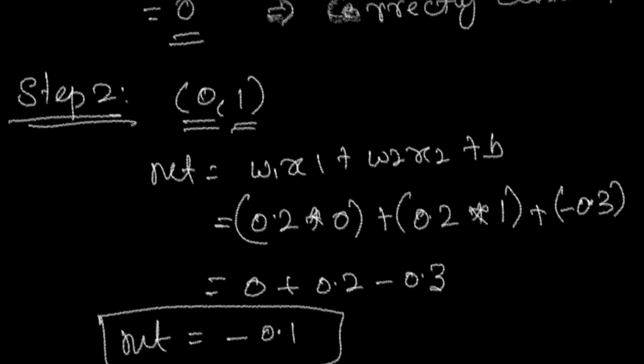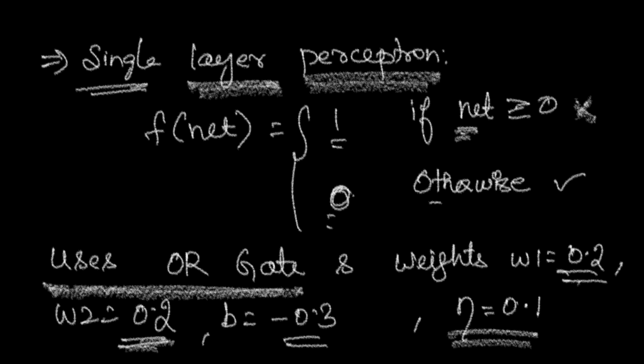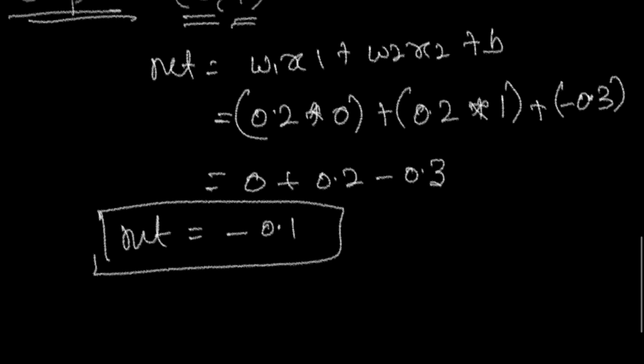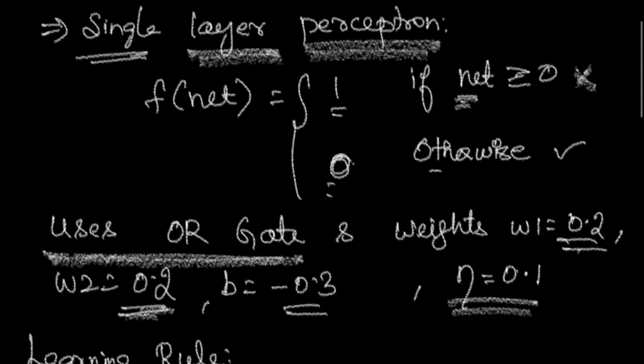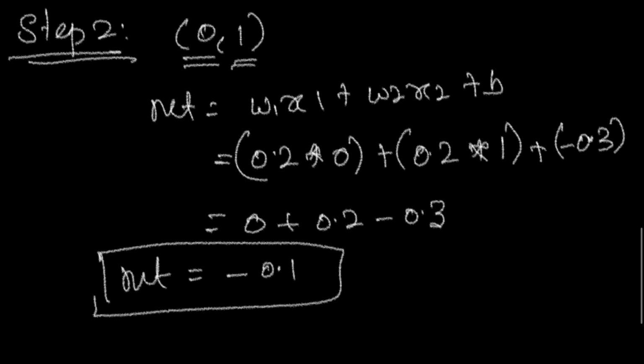I'll check the activation function now. What is the activation function? How will it be activated? If the net value is greater than or equal to 0, 1 will be activated. Otherwise 0 will be activated. Now the net value is negative. So if it is negative, obviously we will go with the otherwise case, it is 0. Now the answer is 0. The final classification is 0.